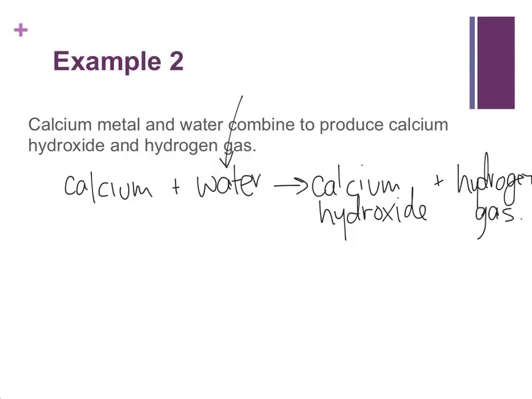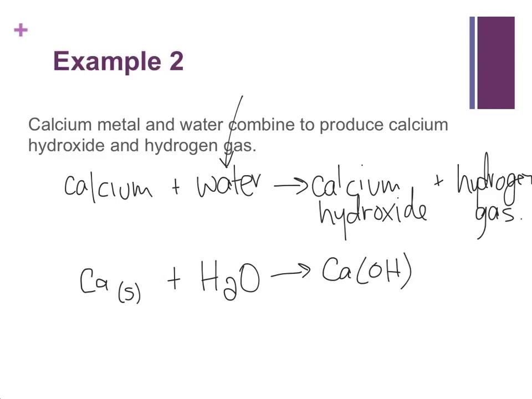Now, if you know the states, you can put those in when we switch to our skeleton and balanced equations. So calcium metal, metals are always solid, so we're going to put in our solid there, plus water is going to react to give calcium hydroxide, which is Ca(OH)2, and hydrogen gas. You got to remember that hydrogen is one of those diatomic molecules, so it's going to be an H2 gas.